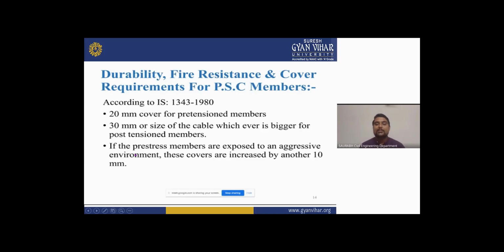Sometimes we use PSC, meaning pre-stressed concrete member, according to IS 1343:1980. These are some requirements which we have to fulfill during the casting of a pre-stressed member, which is very important in view of durability and fire resistance. If you use these methods, your concrete will be more durable and fire resistant. Some points are given here. We will see one by one. 20 mm cover for the pre-tension member, 30 mm or size of cable, whichever is bigger, for the post-tension member. If the pre-stressed members are exposed to an aggressive environment, these covers are increased by another 10 mm.